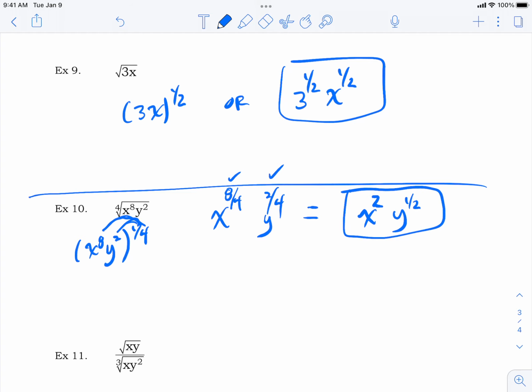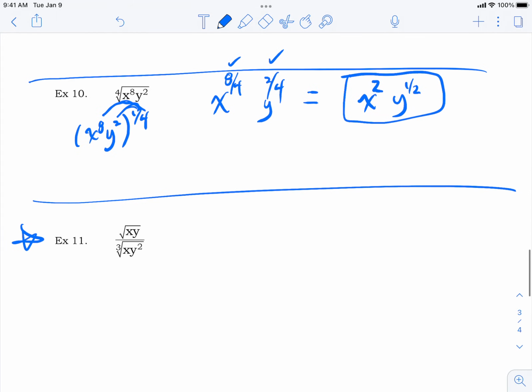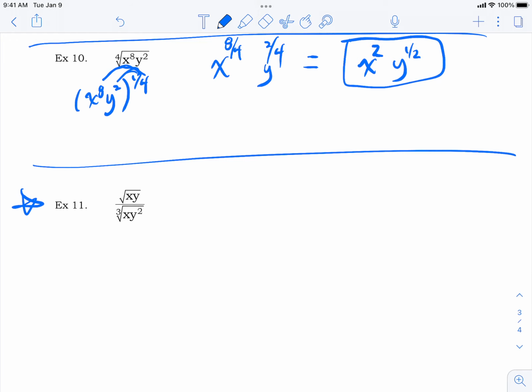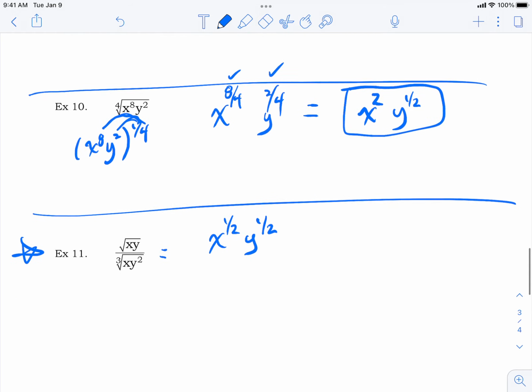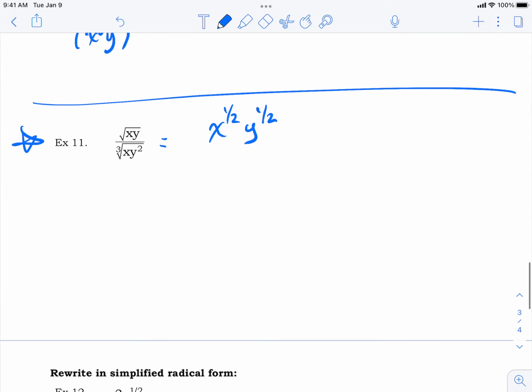So that's that. Okay, this one's one of my favorites. So what do we got here? Well, on the top, they're both in square roots. So x is in a square root, and so is y. So you can write that as x to the 1/2, y to the 1/2, right? Just like up here, when we had both the 3 and the x in there, we ended up with 3 to the 1/2 and x to the 1/2. It's the same idea. They're both in there, they both get 1/2.